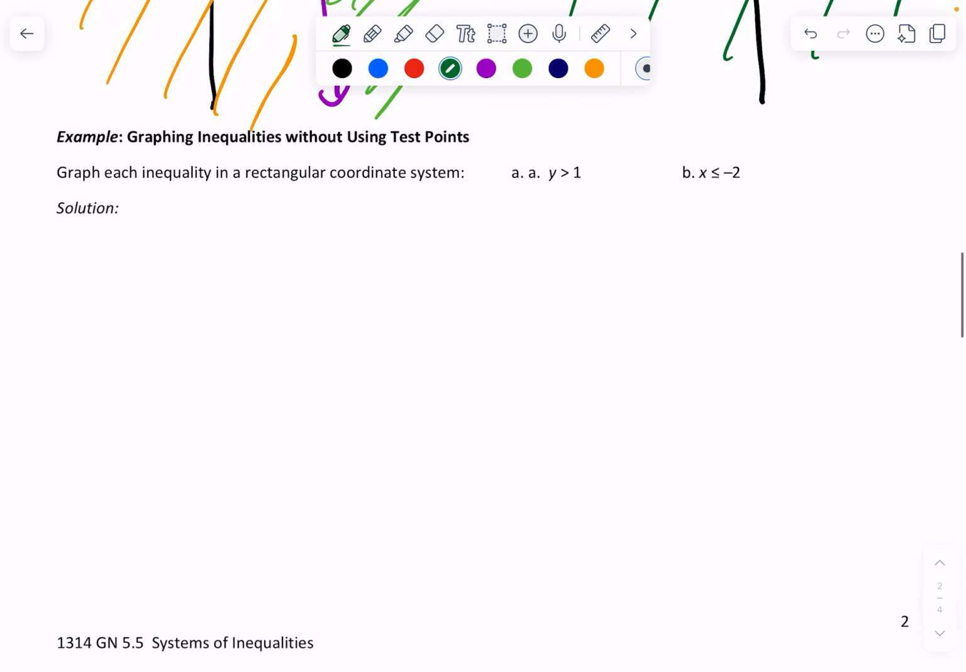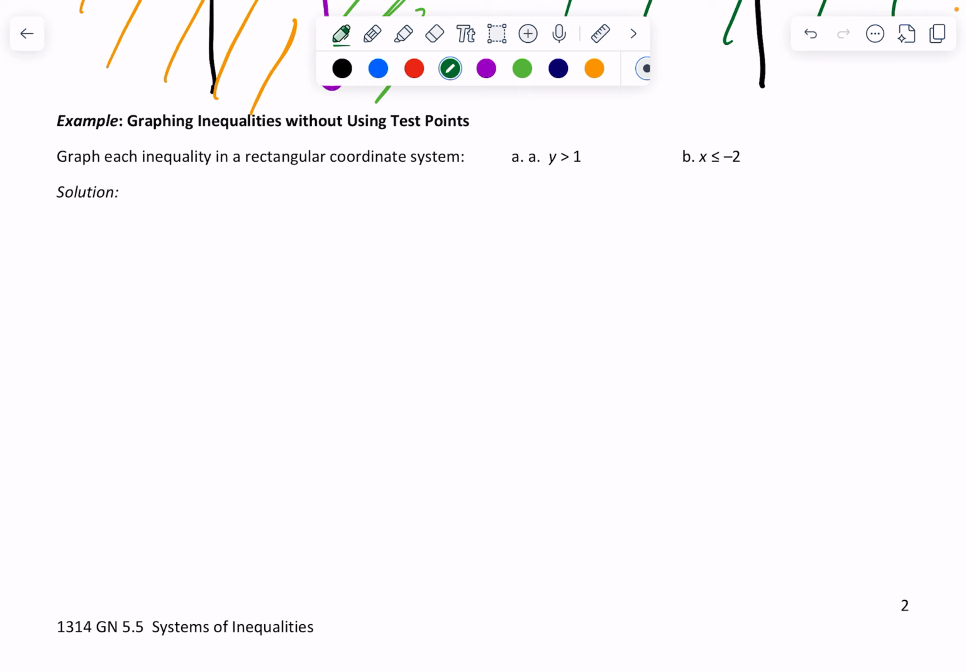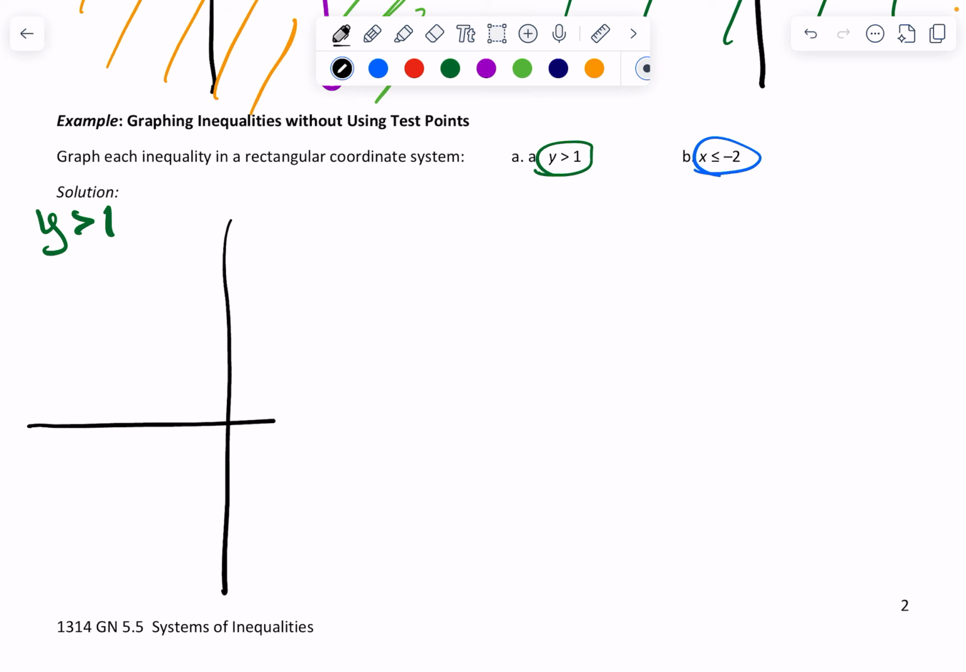Okay, next one, graphing inequalities without using test points. So we've got two inequalities here. We have y is greater than 1, and we've got x is less than or equal to negative 2. So let's look at first the y is greater than 1. Now, it does not have the equal sign under, which means that it's going to be a dashed line when we graph y equals 1.